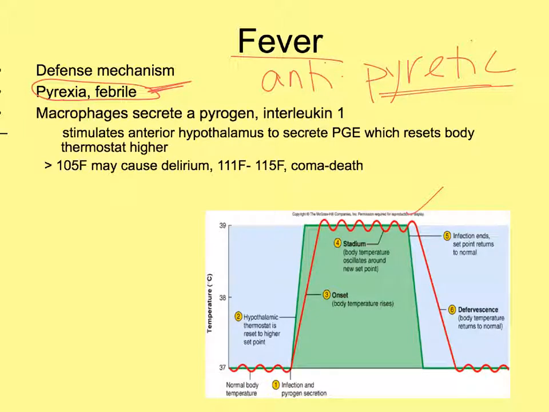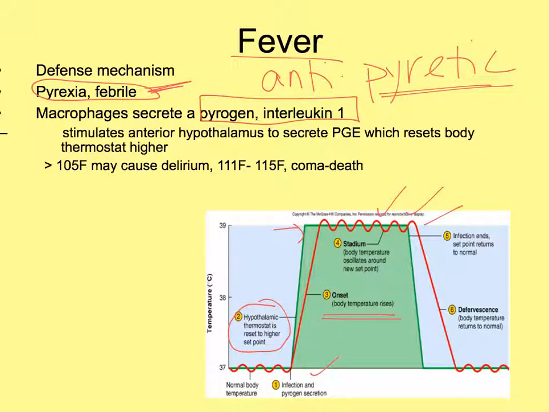Okay, so the way that a fever works is, you get infected, and the macrophages engulf the bacteria or the virus, and then they secrete a pyrogen, which is interleukin-1. It resets the thermostat in the hypothalamus, and your body has to warm up. So basically then you get hot and cold and hot and cold, and you try to raise your body temperature. So that's onset. Okay, stadium is when the body temperature fluctuates or oscillates around the new set point.